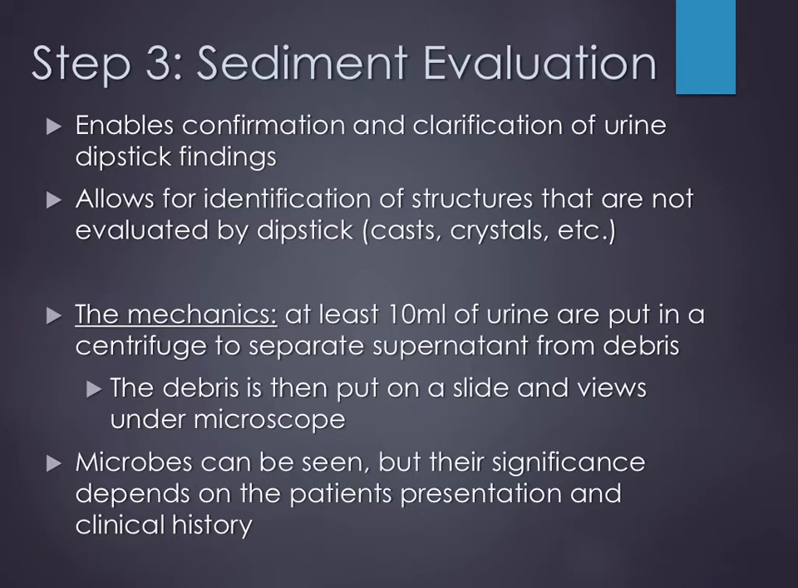The way this works is that 10 milliliters of urine is put into a centrifuge, and it allows the supernatant to be separated from the debris. The debris is then put onto a slide and it's looked at under a microscope. From here you can see microbes and other structures that might be found in the urine, but their significance really depends on the patient's presentation, symptoms, and clinical history.